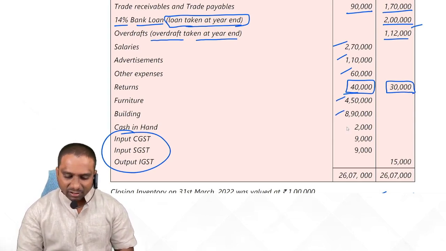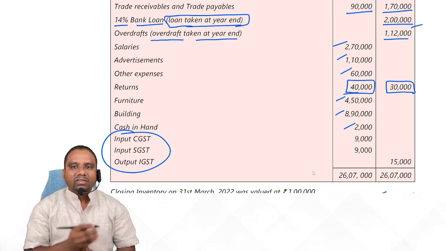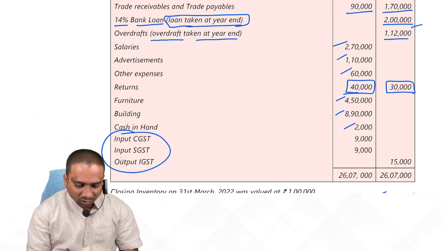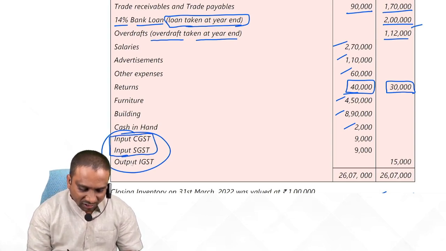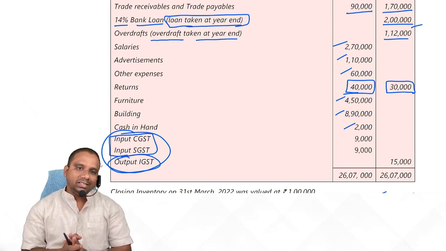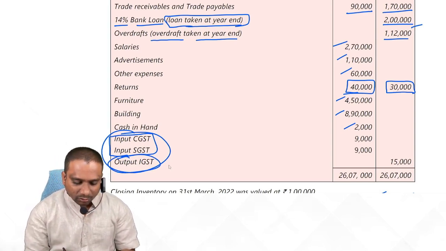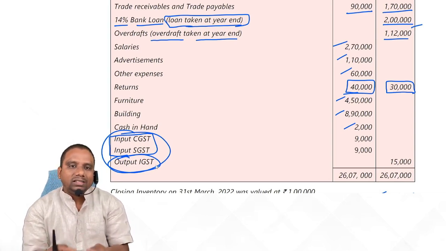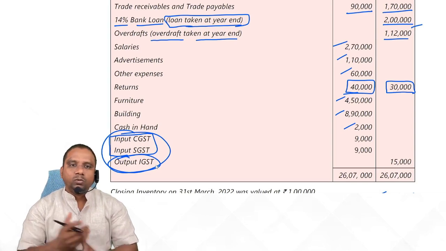Asset debit. Cash in hand. Asset debit. Now they are giving input GST and output IGST. Observe: input CGST and output IGST. Here there is a set of provisions we have to consider. To adjust, input CGST and input SGST we have to adjust against output CGST and output SGST.